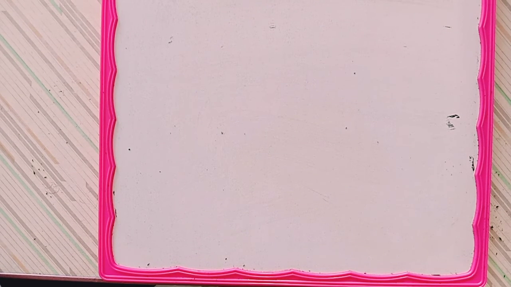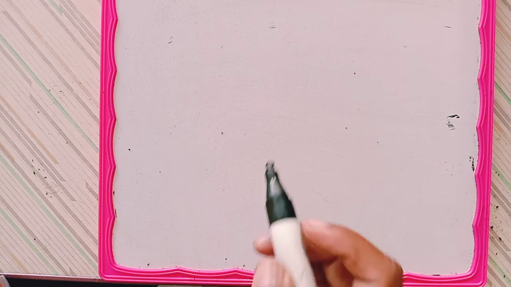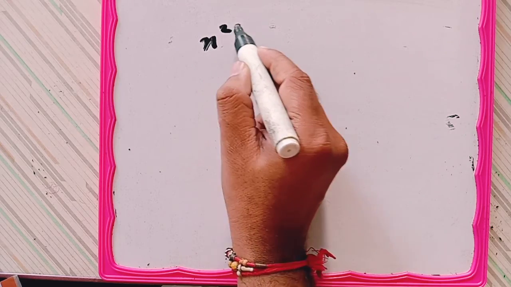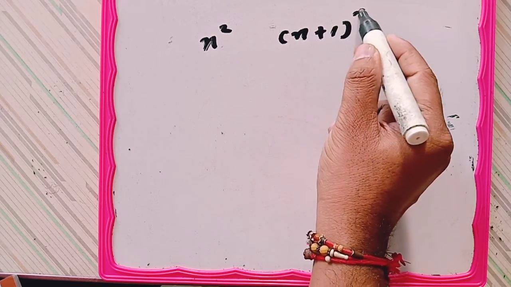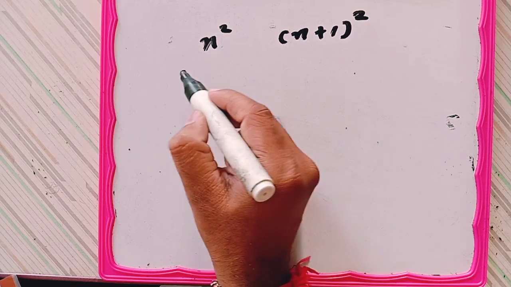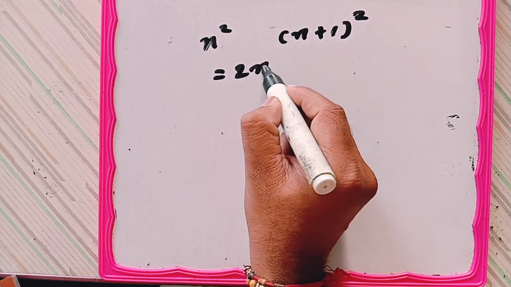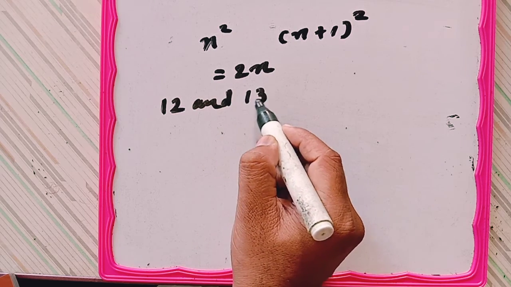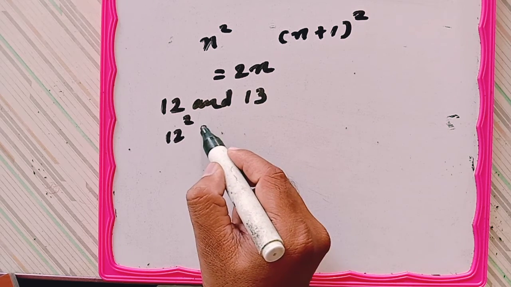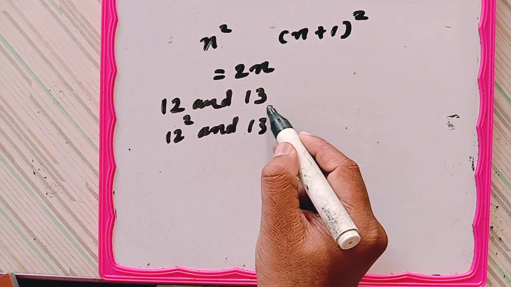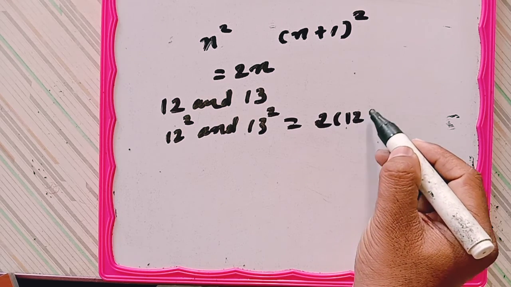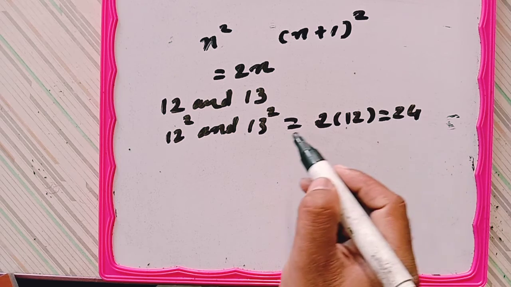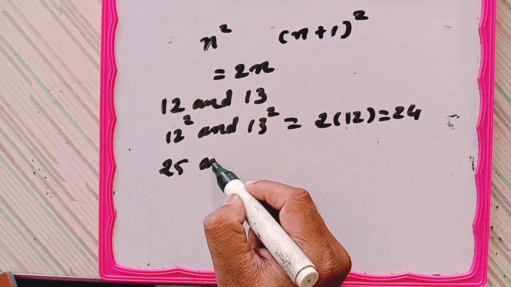Now question 9 is given, how many non-perfect square numbers lie between two square numbers. So we have studied that between n square and n plus 1 square, the number of non-perfect squares equals 2n. So the first question is 12 and 13. So between 12 square and 13 square, the non-perfect squares equal 2 into 12, which is 24.